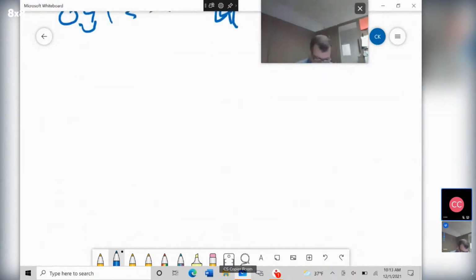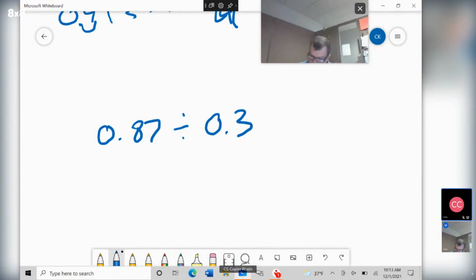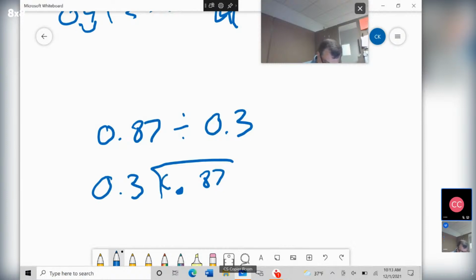So let's do this one. We get 0.87 divided by 0.3. What that means is it's going to be 0.3 divided by 0.87. But we have that decimal here. So all we're going to do is multiply both numbers by 10. That's going to give us 3 divided by 8.7, or you can keep the 0 in there.